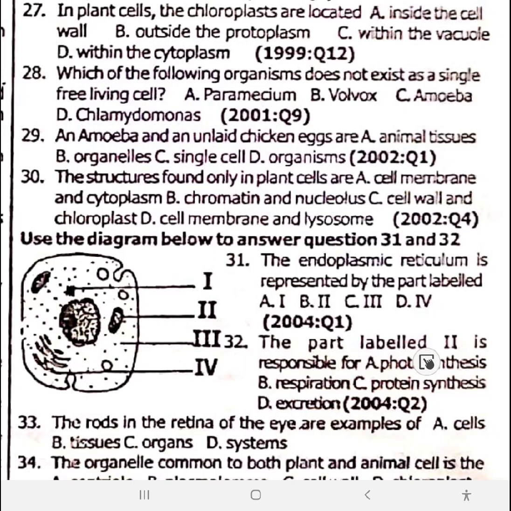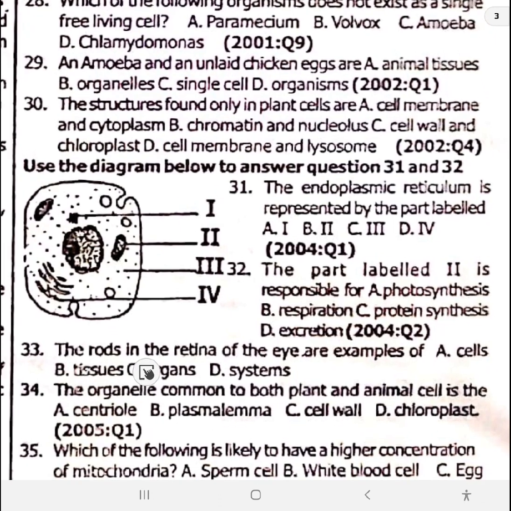32. The part labeled II, this part, is likely to be responsible for what? Respiration. 32 is option B, respiration, mitochondria. 33. The rods in the retina of the eye are examples of cells, option A. Rods and cones are photosensitive cells, also known as photoreceptors. They are in the eyes. They are the ones that help you identify if you see something that is black or white, or something that has a different color. We'll touch that in the coming chapters, in the chapter on sense organs.